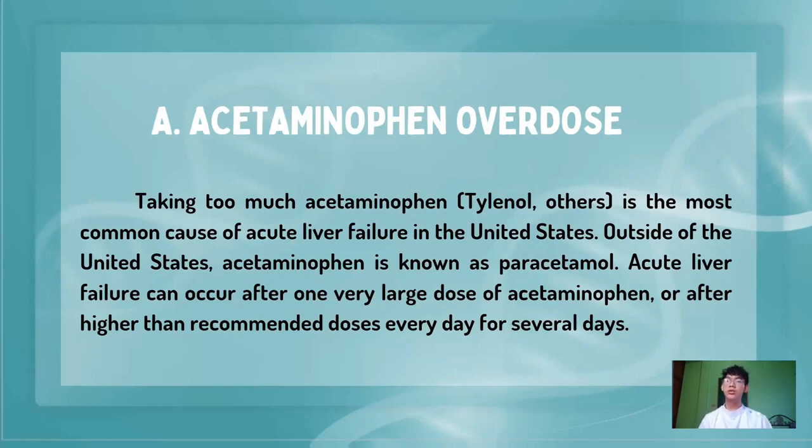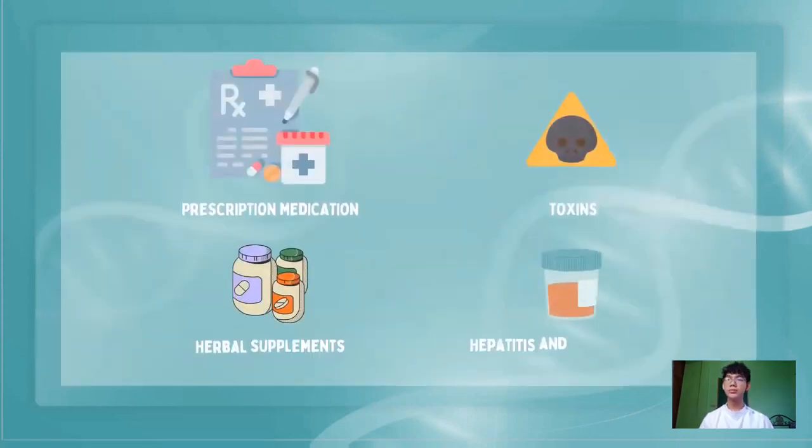Acute liver failure can occur after one very large dose of acetaminophen or after higher than recommended doses every day for several days. Next, prescription medication. Some prescription medications, including antibiotics, nonsteroidal anti-inflammatory drugs, and anticonvulsants, can cause acute liver failure. Next, herbal supplements. Herbal drugs and supplements including kava, ephedra, skullcap, and pennyroyal have been linked to acute liver failure.